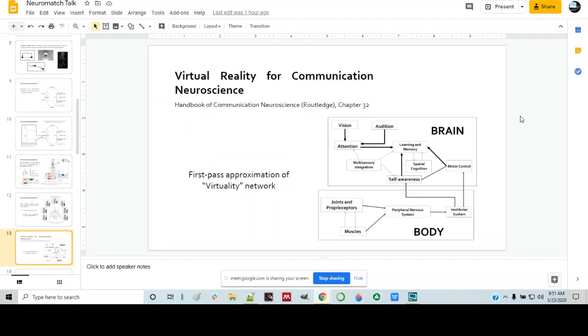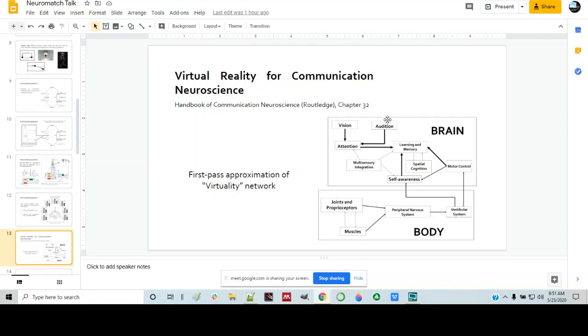So this is the first pass at a virtuality network. This is something that I recently published in a book chapter. Again, it's a very embodied model of virtuality, so it involves both the brain and the body itself outside the central nervous system. And you can see that there are a lot of very fuzzy concepts here, like self-awareness, vision, attention, audition.